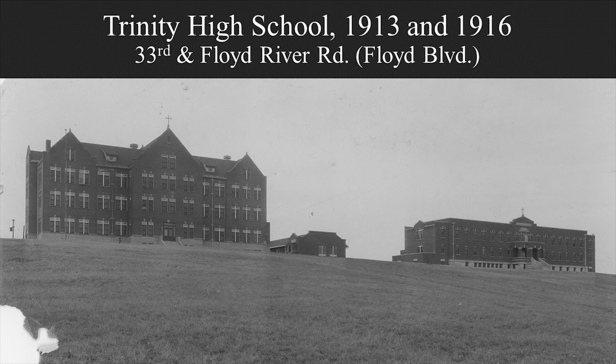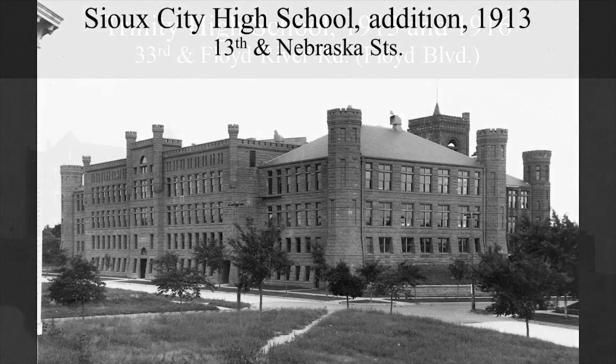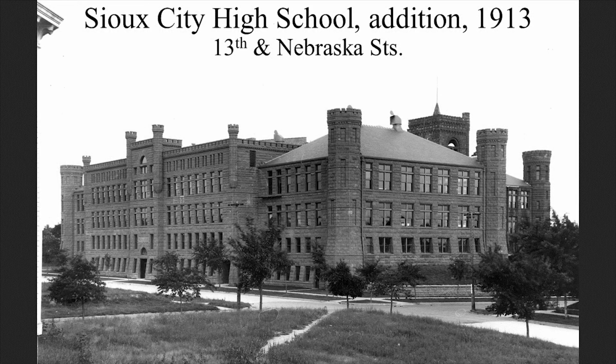Trinity High School started in 1913 and built their main building, which you can see on the left, in 1913, and a dormitory, Garrigan Hall, which you can see on the right-hand side of your screen. These were located at 33rd and Floyd River Road. Sioux City High School had an addition put on in 1913. This is at 13th and Nebraska Streets.